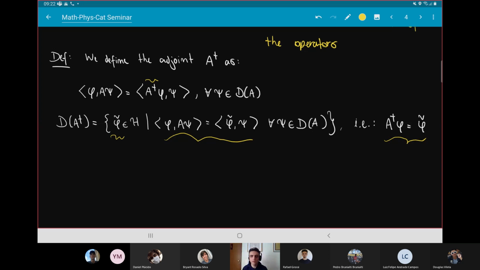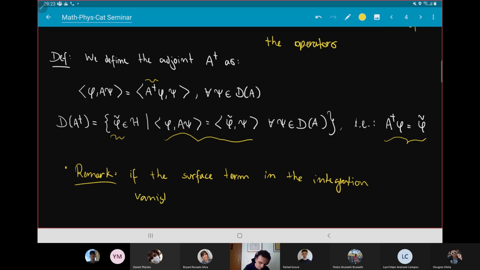So how do we know if the adjoint, at least the prescription of the adjoint, is the same as the operator? I.e., in the physics context, we would say that A was equal to A dagger whenever the action of both of the operators was the same. So the way we check that is by doing the integration by parts method that I alluded to earlier. So remark: if the surface term in the integration vanishes, then A and A dagger have the same prescription.